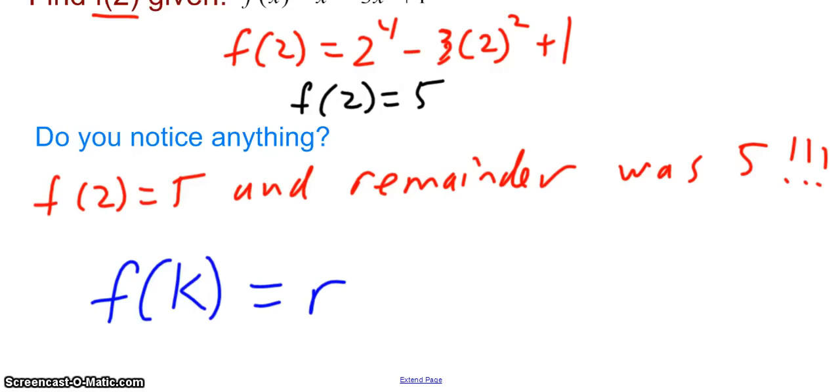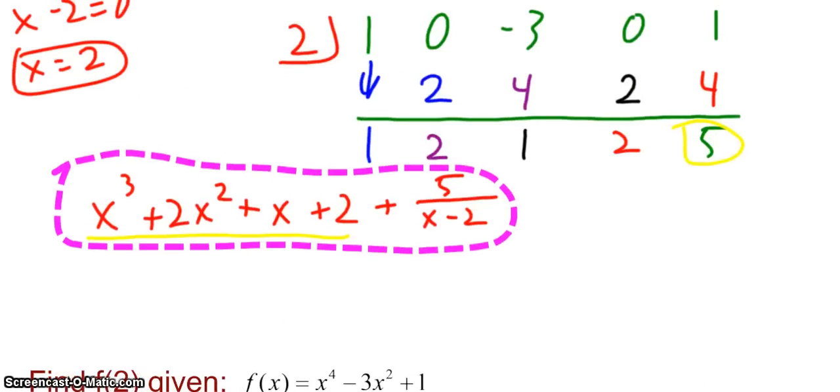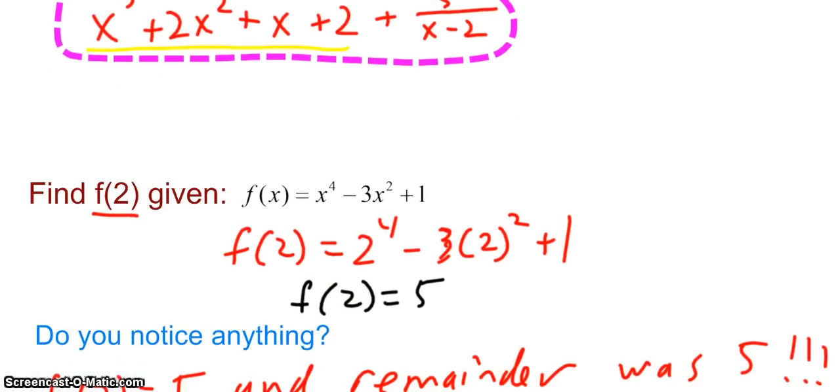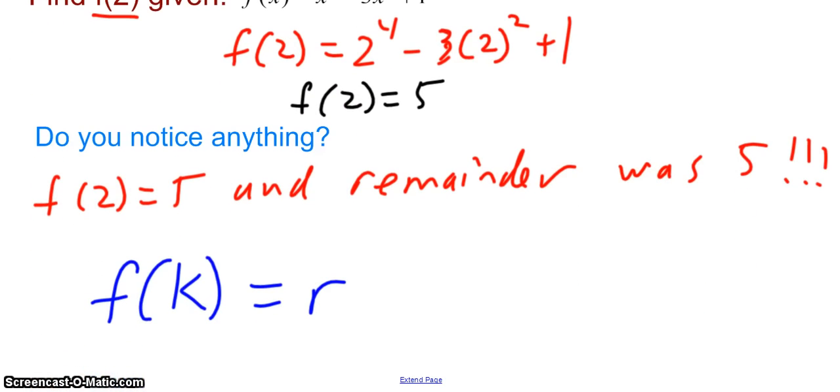Okay, so what I was hoping you would notice is that f of 2 equals 5, and the remainder was 5 when we divided by x squared minus 3x, or x to the fourth minus 3x squared plus 1. That's not a coincidence. So what we want to recognize is that in general, when we're doing synthetic division, if f of x is the dividend and I plug k into that function, that will be the same thing I get when I do synthetic division by the value k. That will be my remainder.